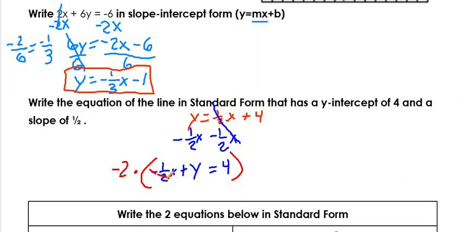So if I do negative 2 times negative 1/2, that'll give me 1, and that's an integer, and that's what I want. So negative 2 times negative 1/2 will give me 1, so that'll leave me with 1x, right?